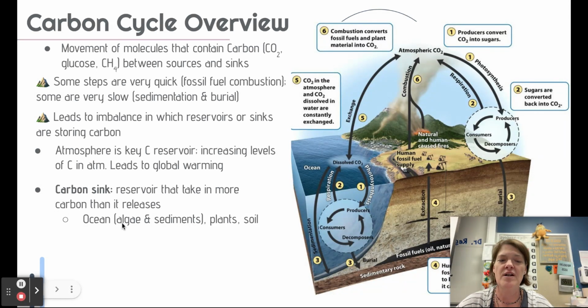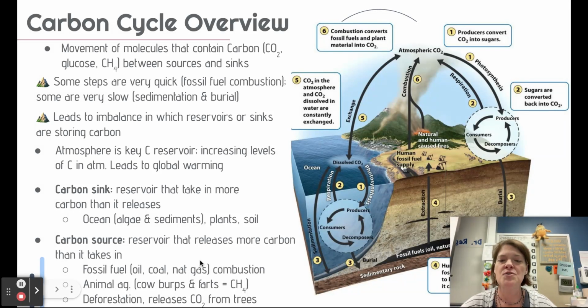The ocean is one of the carbon sinks. It takes in way more carbon than it's releasing. Plants and soil are other examples. And carbon sources are reservoirs that release more carbon than they take in. So we have sinks and we have sources. One source that I think of right away is fossil fuels. They're a reservoir that is definitely releasing more carbon than it's taking in, because it's a very slow process. Animal agriculture, like cow burps and farts, kind of gross, but they release methane gas. And then lastly, deforestation. It releases a lot of CO2 from trees when we cut those trees down.